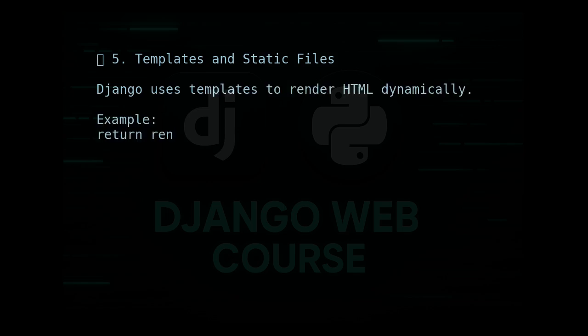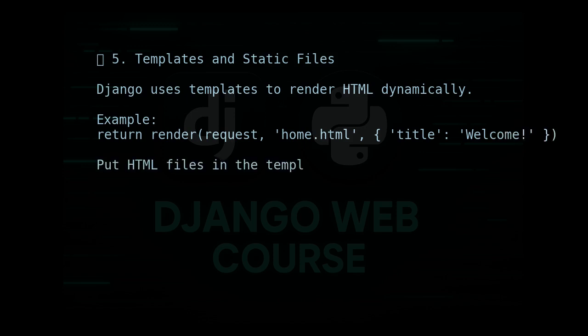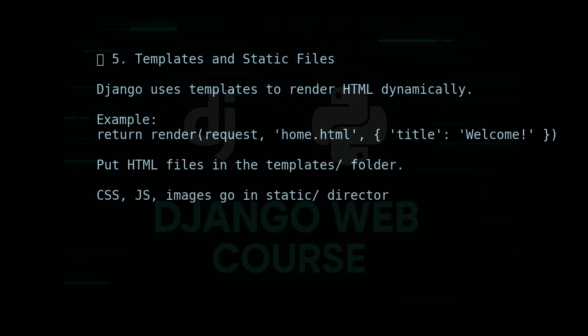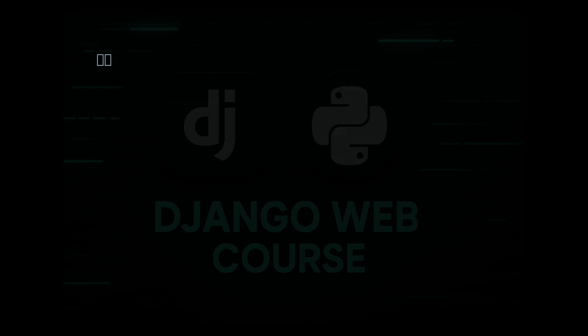Finally, Django's ORM lets you define your database models using Python classes. You run migrations to update the database. And the built-in admin panel gives you a full dashboard to manage your app without writing extra code. With Django, you write less code and build more, faster.